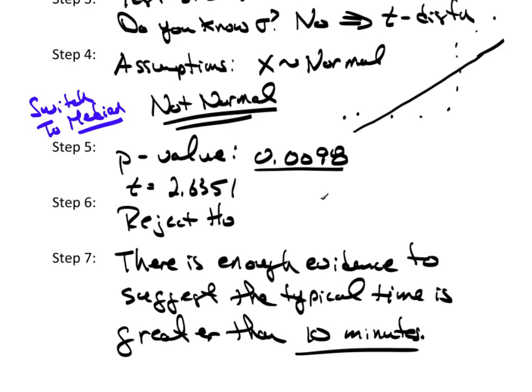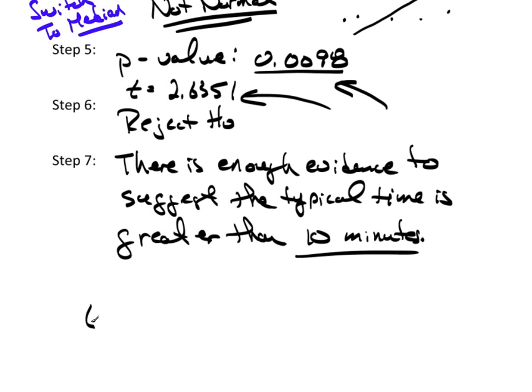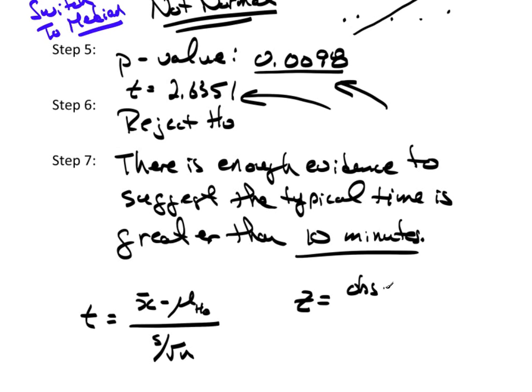Now, I want to go back to this value of t and this p-value, and I want to talk a little bit about what just happened. The t-test statistic looks like this. T is equal to x bar minus the mean under the null hypothesis divided by the standard deviation over the square root of n. See, this is very much like a z-score. Remember, a z-score looked like the observed value minus the mean divided by the standard deviation.